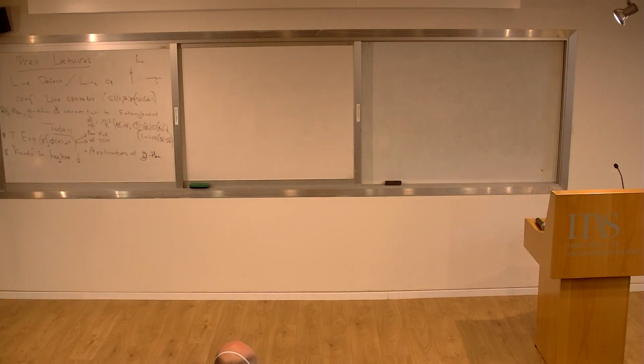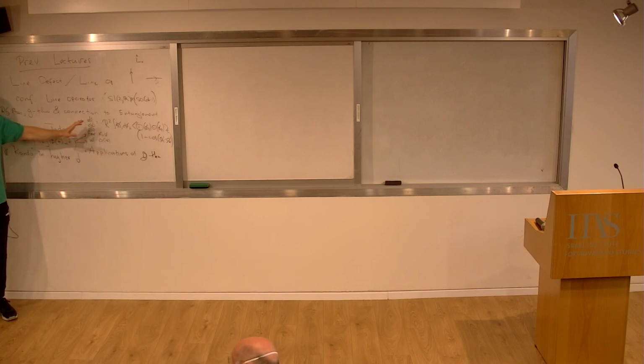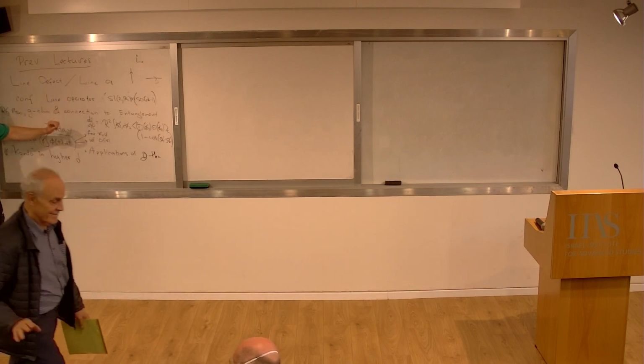Then we discussed RG flows on lines. We discussed the g theorem, which is a general monotonicity theorem for RG flows on line defects. And we discussed the connection to entanglement entropy. Okay, so these are the 4 topics we covered before.